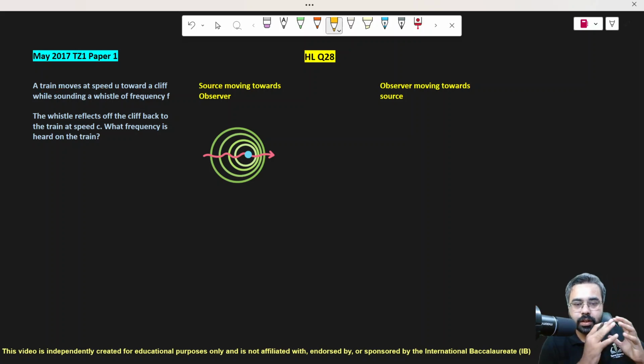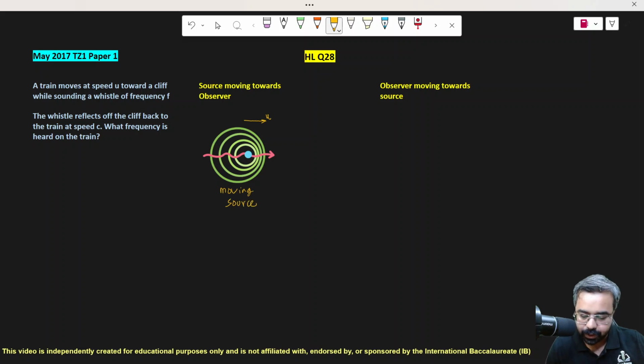Since the whistle is produced by the train, and the train is moving with the speed u, that's why this is our moving source. That's why I have given it the name, source moving towards observer. And in this scenario, the stationary cliff in front is acting as a stationary observer. So a sound that is traveling from the train to the cliff will bounce back from the cliff, and in this way, both will switch their roles.